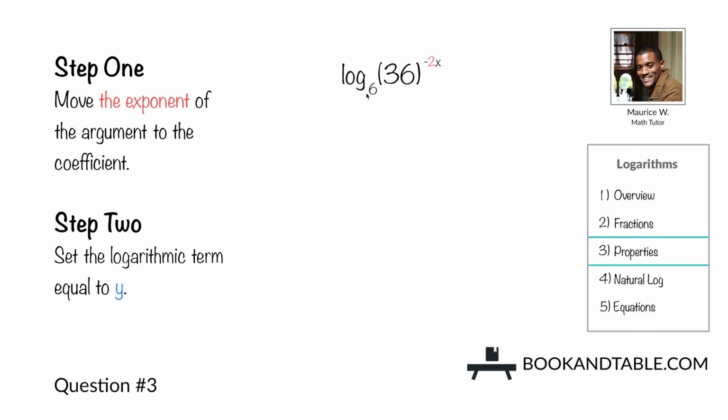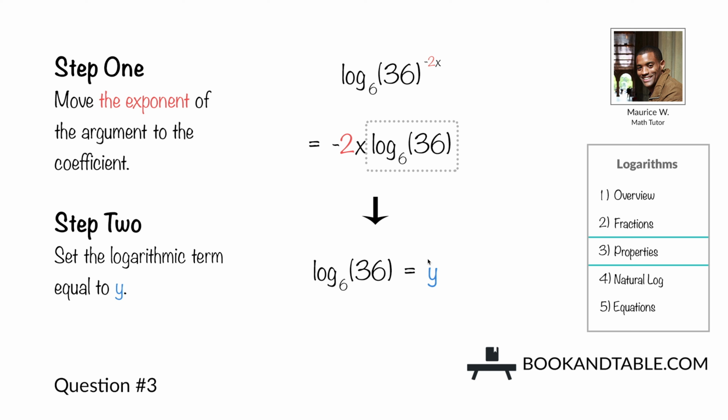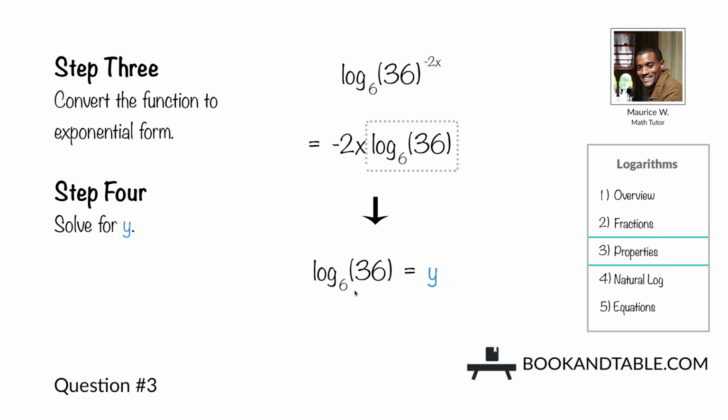We were given the log of base 6 of 36 raised to a power of -2x. Step 1, move the exponent of the argument, -2x, to the coefficient, leaving us with -2x times the log of base 6 of 36. And now we want to simplify the logarithmic term a bit further. So we'll set that term equal to y, which will now allow us to convert this to exponential form. So we take our base 6, raise it to a power of y, and set that equal to the argument 36. And now we can use this to solve for y.